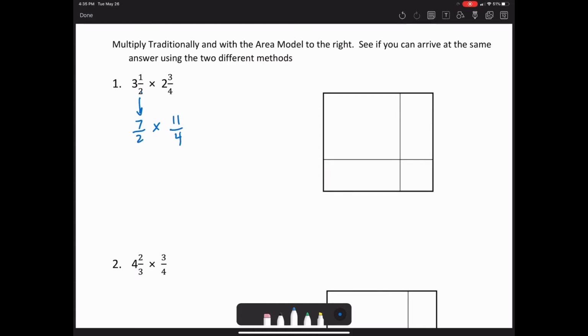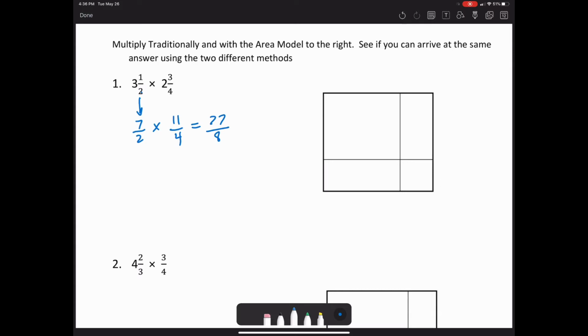Then after we're done turning them into improper fractions, first we're going to see if we can simplify before we multiply. If I look at the 7 and the 2, they don't simplify. The 11 and the 4 don't simplify. The 7 with the 4 doesn't simplify. And neither do the 11 and 2. So we can't simplify. So we're just going to go ahead and multiply 7 times 11, which is 77. And we're going to multiply 2 times 4, which is 8. So we have 77 eighths as our product.